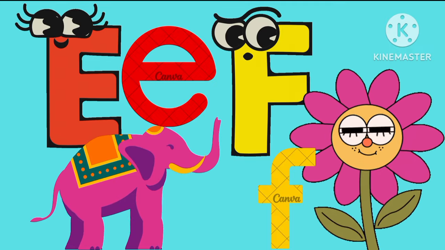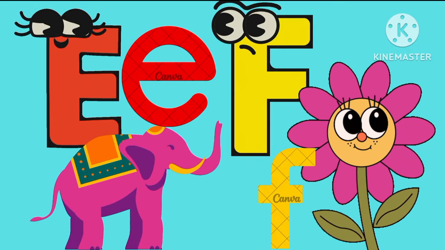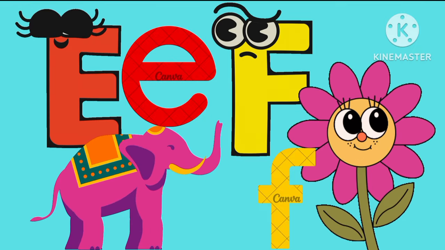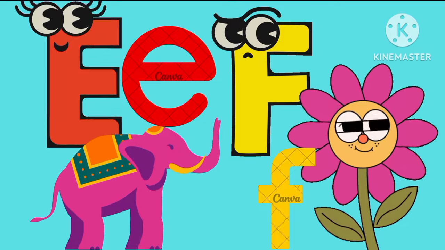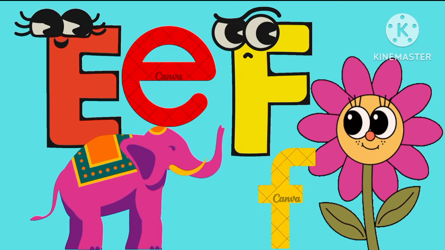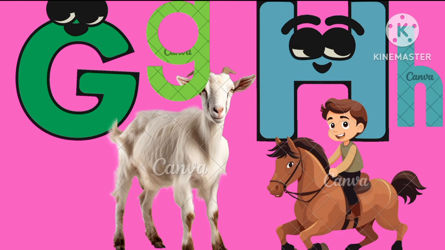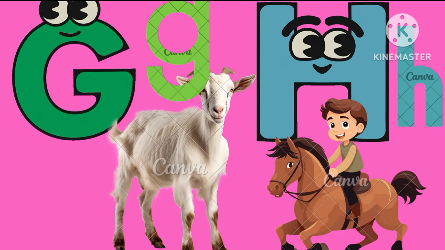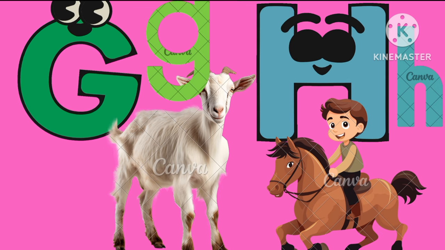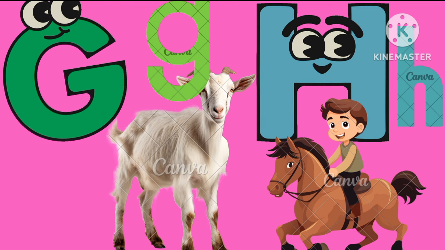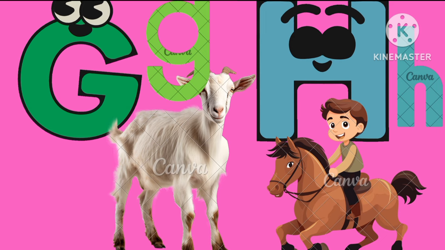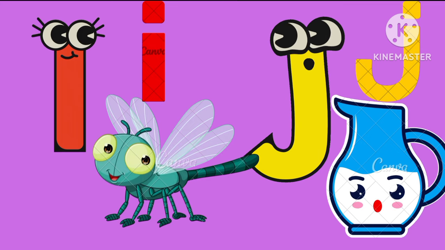E for elephant, elephant. F for flower, f, f flower. G for goat, go, go goat. H for horse, ha, ha horse.